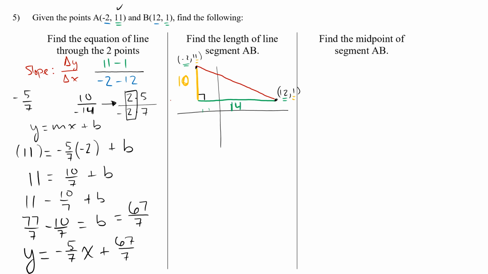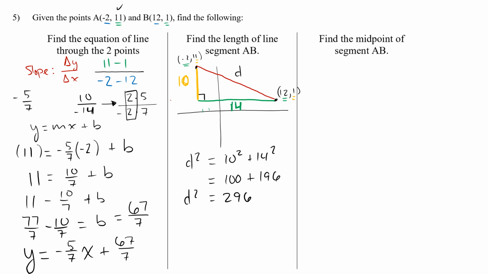Okay, so now I know the length of these 2 legs, so I can figure out the length of my hypotenuse. I'll call the hypotenuse, I guess, d, because it's the distance between these 2 points, and I'll write that distance squared is 10 squared plus 14 squared, and that's just a statement of the Pythagorean Theorem. Therefore, I've got d squared is 100 plus, if I square 14, I get 196. Therefore, d squared is 296.